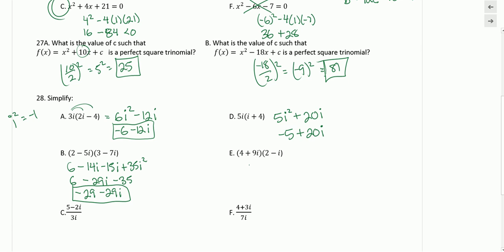E, we distribute, we get 8 minus 4i plus 18i minus 9i squared, which is 8 plus 14i. And negative 9 times negative 1 is positive 9. 8 plus 9 is 17. So 17 plus 14i.